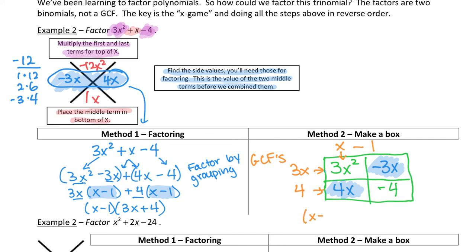Then take a look across the top, x minus 1, and down the side, 3x plus 4. And look, those are the same answers. So check it off. We got them right.